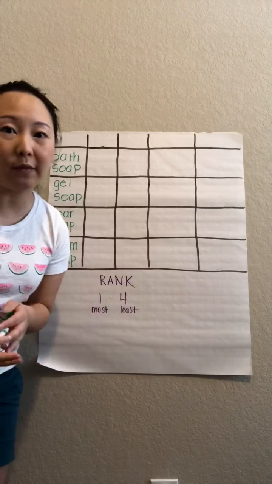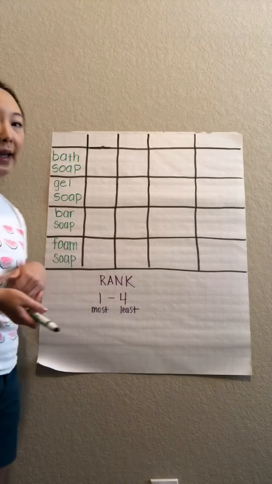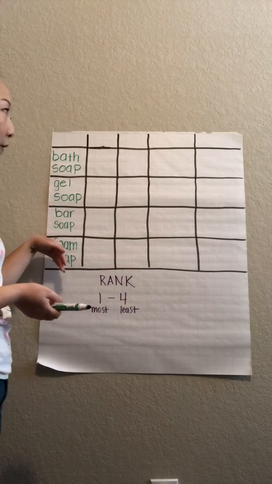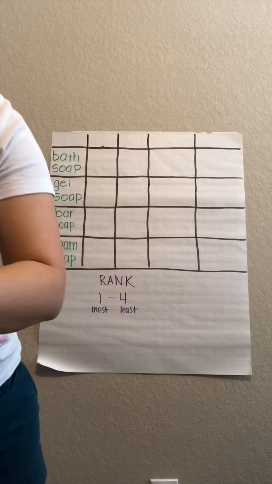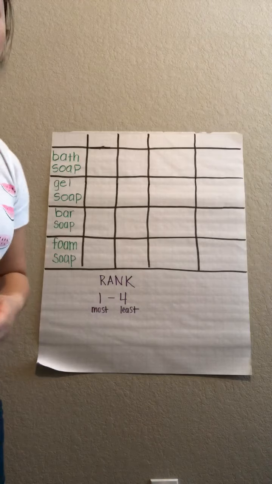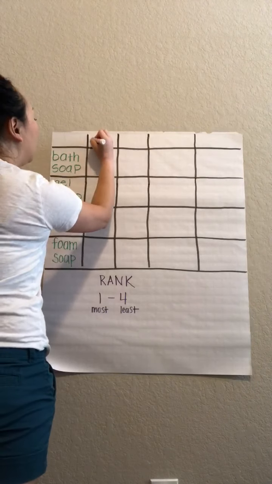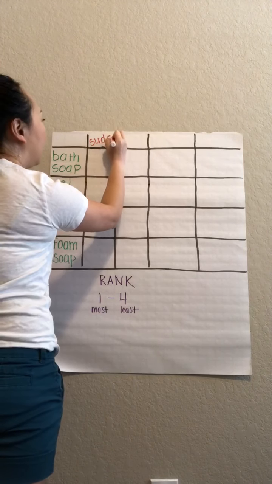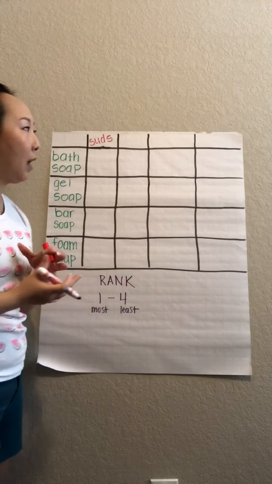Now, Miss Chung was able to find 4 soaps at her home. You don't have to find 4. You can just find as many as you can, okay? So I wrote down my kinds of soaps, and then this is the data that I need to go find now, okay? So I'm gonna go wash my hands, and I'm gonna see how much suds each soap creates. So the suds are like the bubbles, okay?